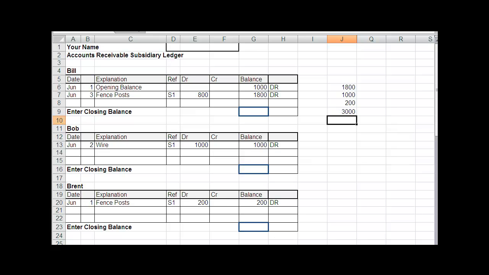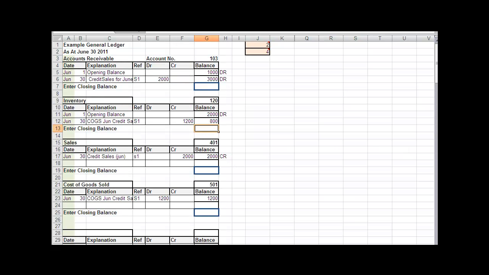We need to go to the General Ledger, to Accounts Receivable, and note that it is also $3,000. And this is called a control account. So the Accounts Receivable in the General Ledger is a control account to the Accounts Receivable Subsidiary Ledger. And that means it gives us control. So how does it do that? Well, it tells us what the total amount should be, and it tells us it should be $3,000, and we have that.